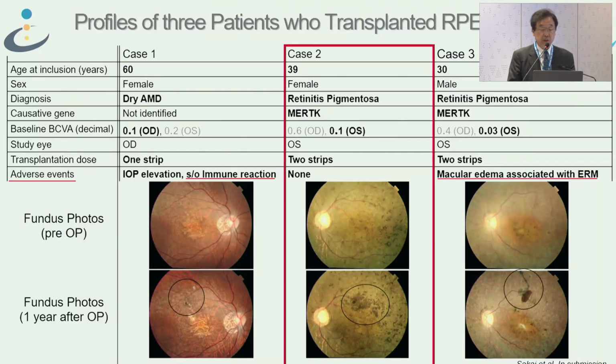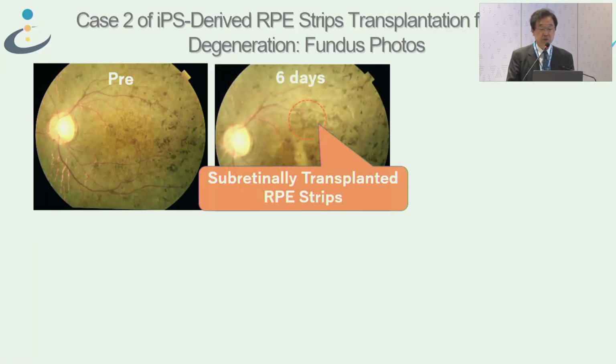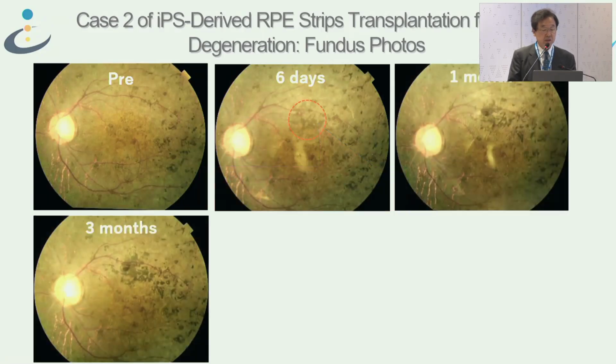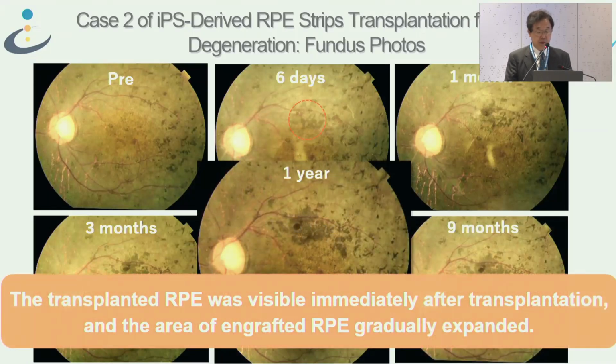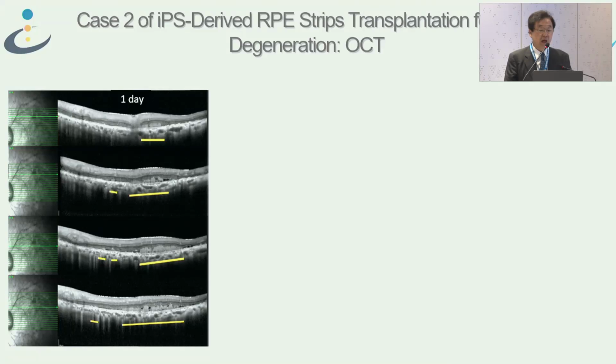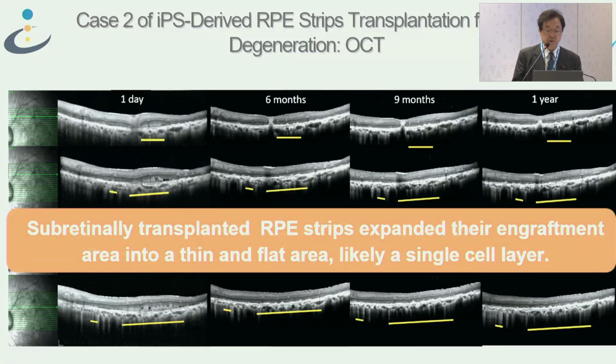I will show the time course of case 2. This is pre-transplantation. And I transplanted 2 strips in this area. So, 1 month, 3 months, 6 months, 9 months, 1 year. As you can see, the transplanted RP was visible immediately after transplantation, and the area of engrafted RP gradually expanded. In OCT images, you can see the cross-section of RP strips. At 6 months, 9 months, and 1 year, subretinally transplanted RP strips expanded their engraftment area into a thin and flat area, likely a single cell layer.